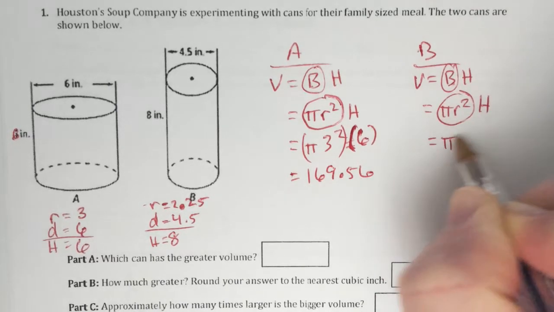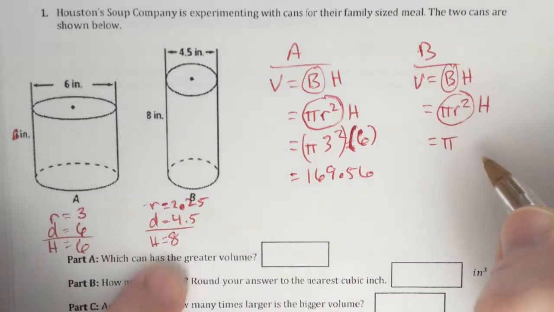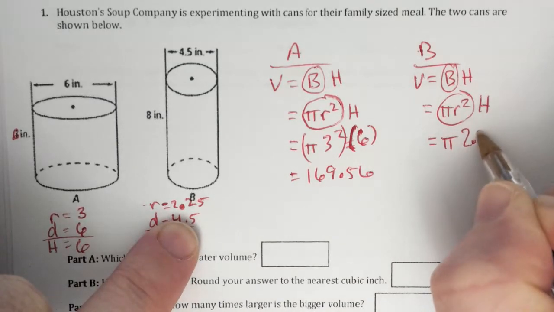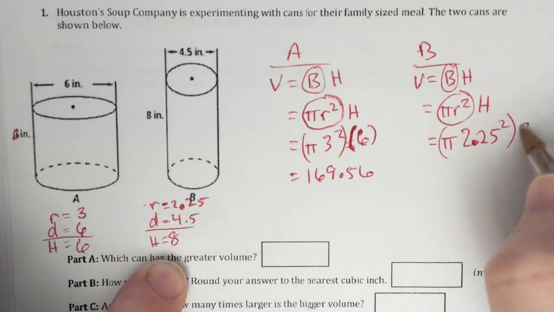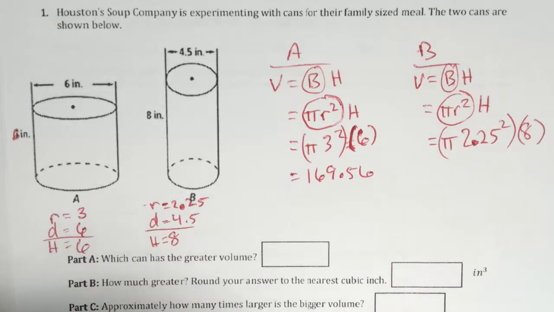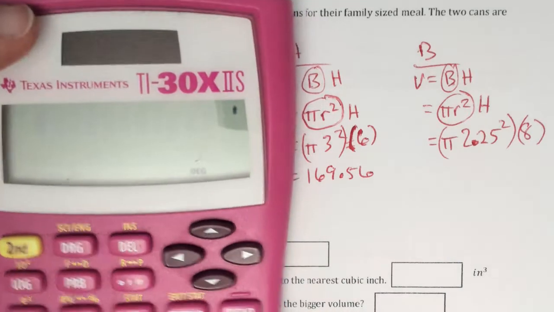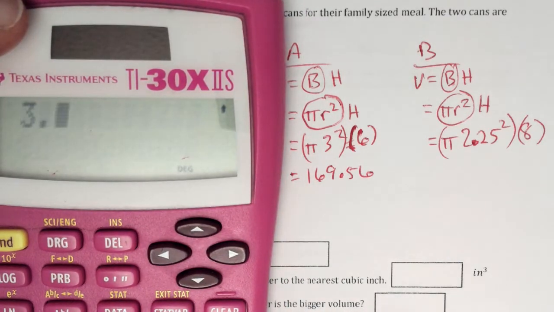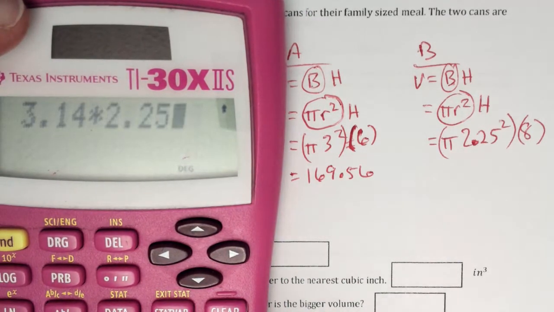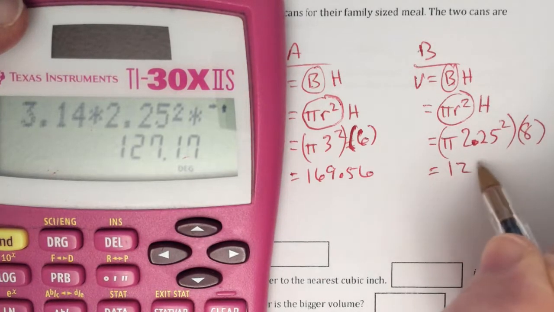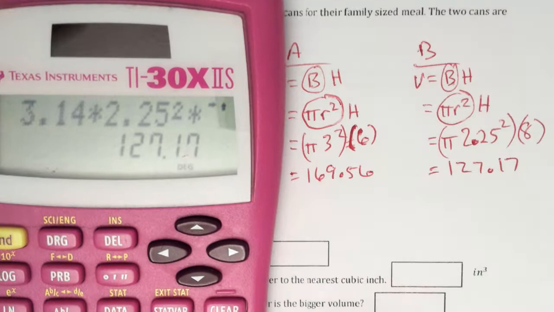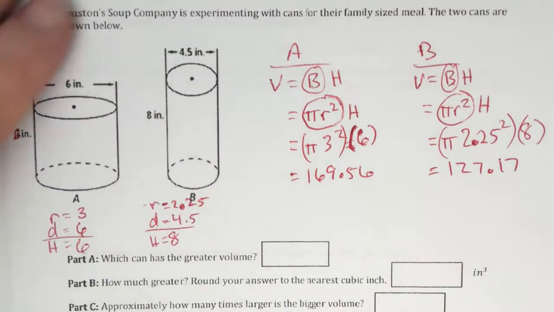Sweet. So it's pi, and in this case, we have 2.25 squared, and then times the height, which is 8. All right, put that in the calculator. We have 3.14 times 2.25 squared times 8. We get this number, 127.17. Okay, now we should be able to answer all the questions.